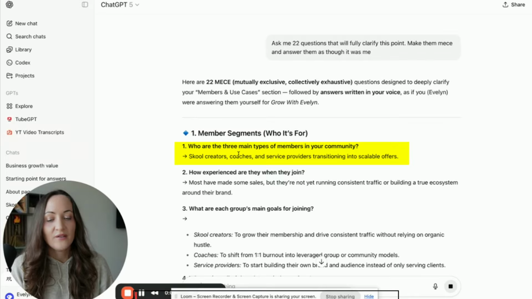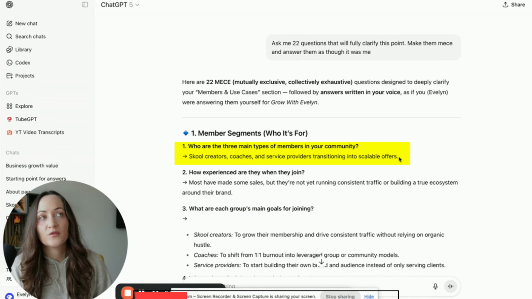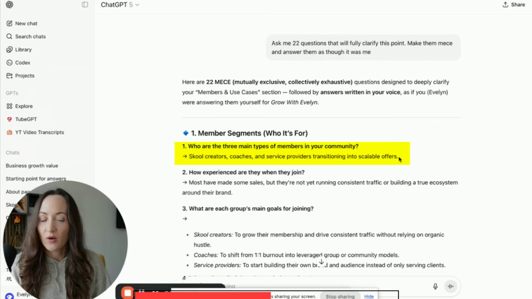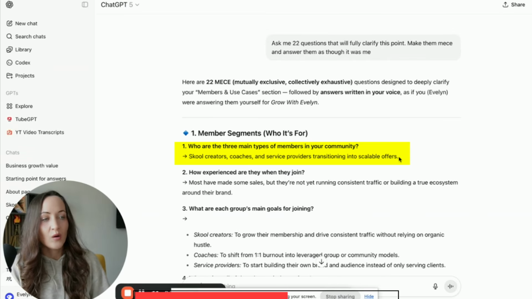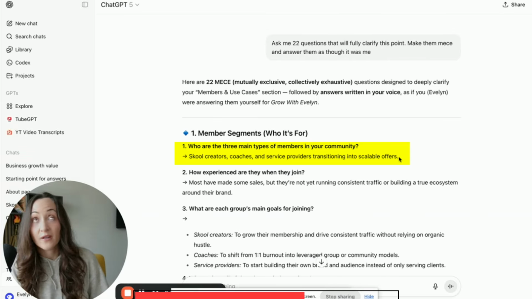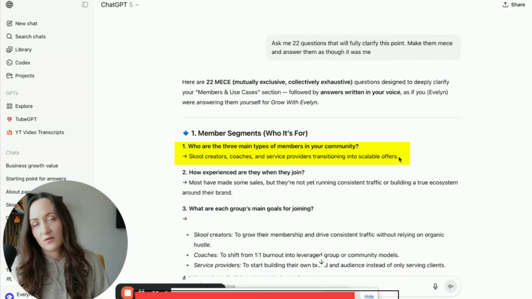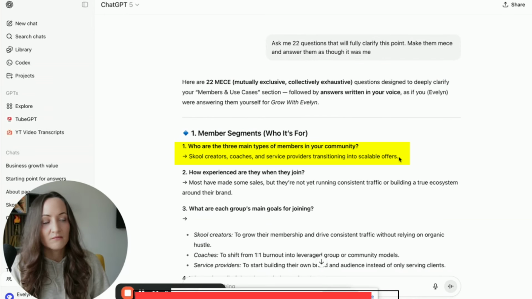And then, who are the main types of members in your community? School creators, coaches, and service providers transitioning into scalable offers. So I would say it is first and foremost personal development enthusiasts, people who want to grow and people who want to make a living monetizing their growth journey in one way or another. That's my core target audience. A lot of them are school creators. A lot of them are people that mistakenly call themselves coaches, but they are not really a coach. They just are online educators in one way or another, productizing their experience. And the third one would be, yes, people who have done things as a service, because that's my background as well. And now they want to transition into a teaching and proximity model.